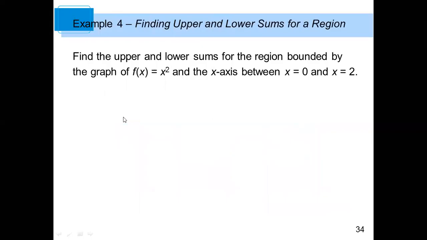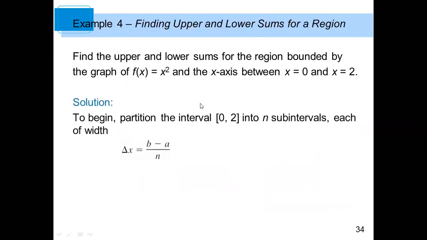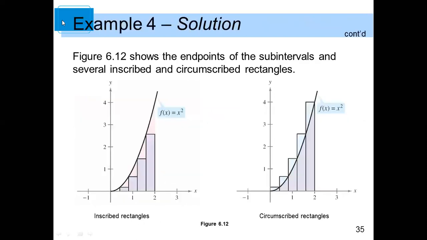So find the upper and lower sums for the region bounded by the graph of f of x equals x squared and the x-axis between 0 and 2. So begin by partitioning the interval into n subintervals, each with a width of b minus a over n. Well, b and a are 2 and 0, so the width is 2 divided by the number of subintervals, which in general is n.